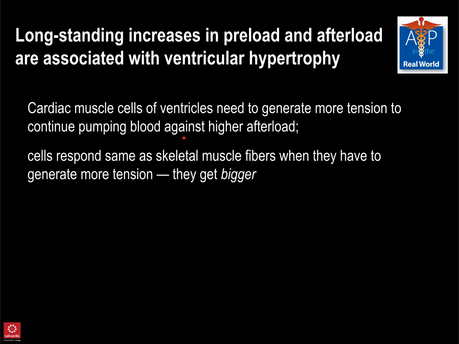So long-standing increases in preload and afterload are associated with something called ventricular hypertrophy, which is the enlargement of the ventricles. So remember, cardiac muscle cells of the ventricles are fundamentally muscle cells, so they're going to need to generate more tension to continue pumping blood against a higher afterload, and they're going to respond to this type of work the same way your skeletal muscle fibers will. They're going to make more myofibrils, they're going to make more mitochondria, they're going to make more of the different organelles, and as a result, those muscles get bigger.